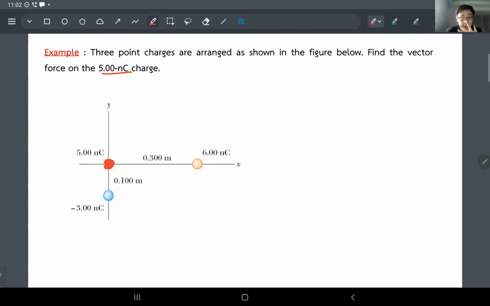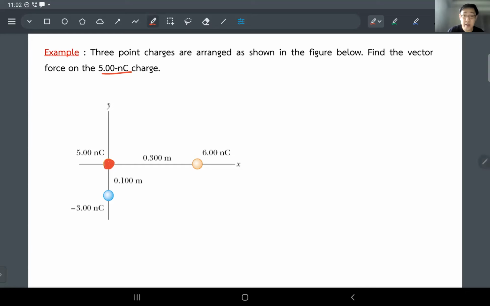As you can see, you have 2 pairs of charges here. It's between the red and the blue, and the red and the orange. Does that make sense? Of course, your attention is going to be on that 5 nanocoulomb charge, the red one. You don't have to worry about the force acting on the blue or the orange one. So let's focus on the red.